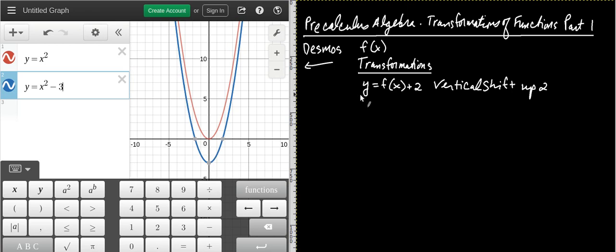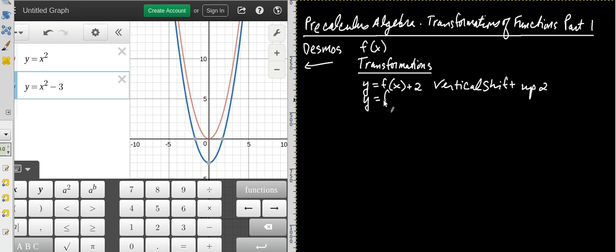And so we can write over here that if you have y equals f of x, let's say take away 2, it could be take away 3, take away 5, subtract any positive number you want, and the effect is that you have a vertical shift. In this case, it's going to be down 2, as written here. All right, so now we have vertical shifts.